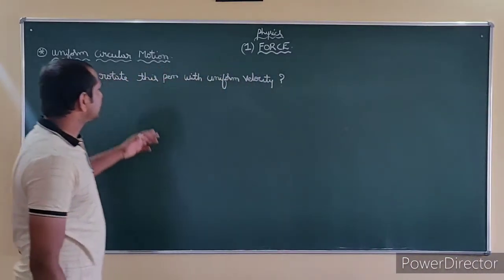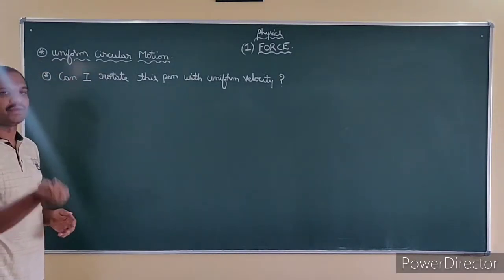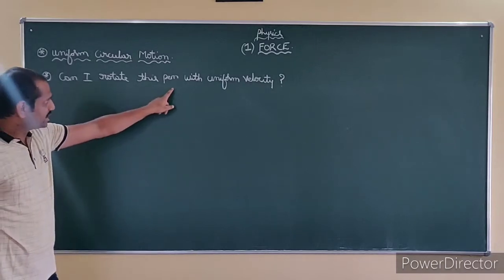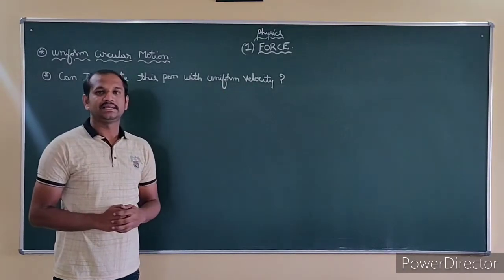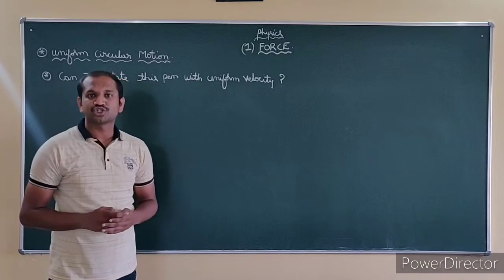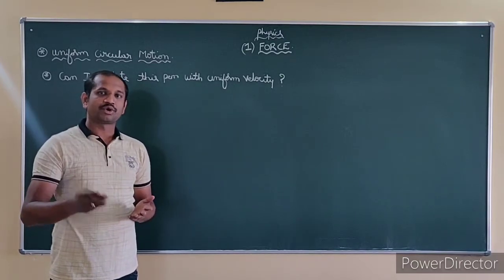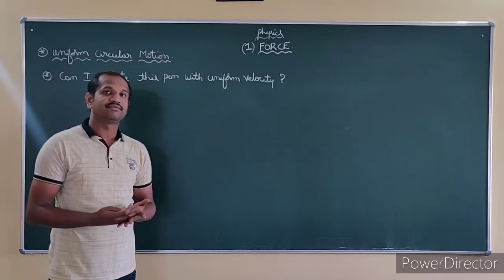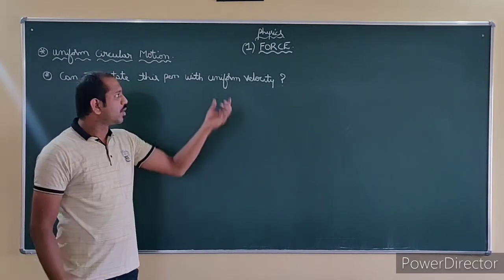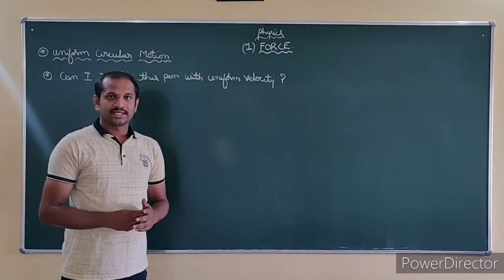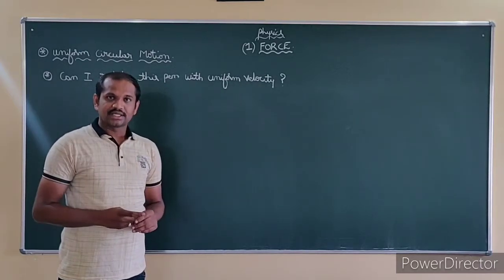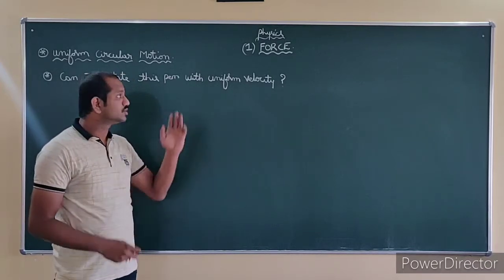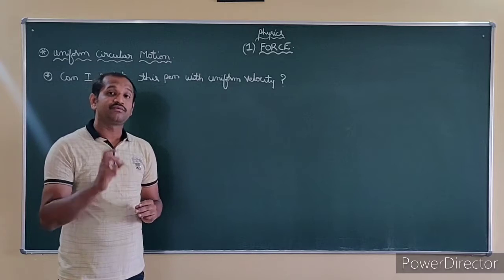Now I am asking you a very simple question. When I was rotating the pen with the thread, can I rotate this pen with uniform velocity? See, last year in the motion in one dimension chapter, you studied what you mean by velocity, uniform velocity, and variable or non-uniform velocity. What do you mean by uniform velocity? An object covers equal distances in equal intervals of time. So that is how we understand uniform velocity.